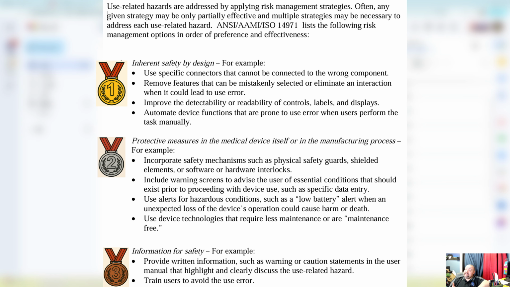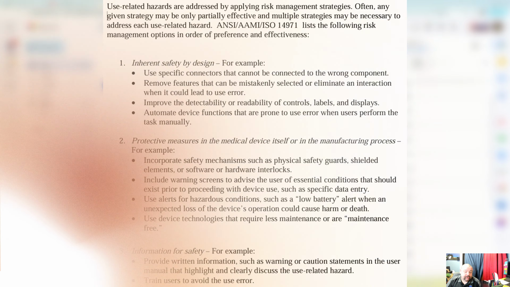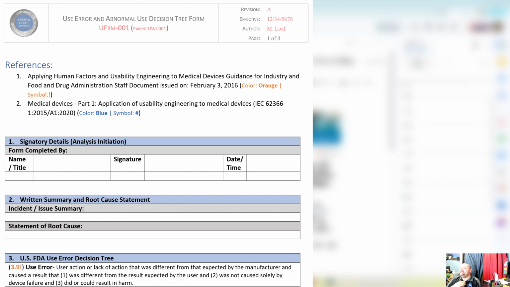So I can't make these videos fast enough to keep up with what's actually happening with the FDA. But anyway, we're talking about usability. I always get excited when I have examples of usability in the wild, so to speak.